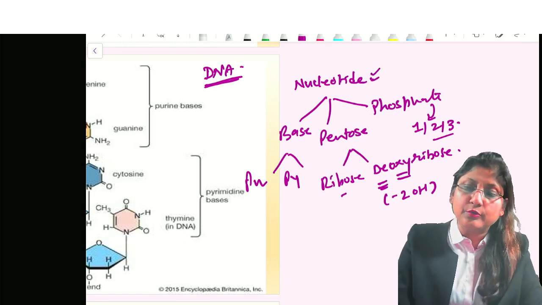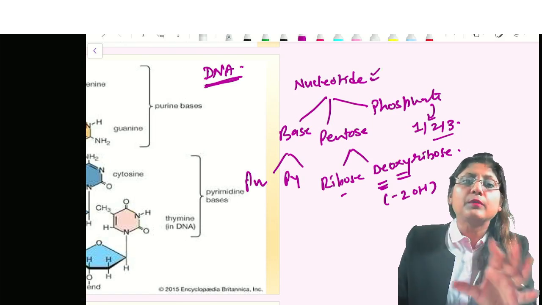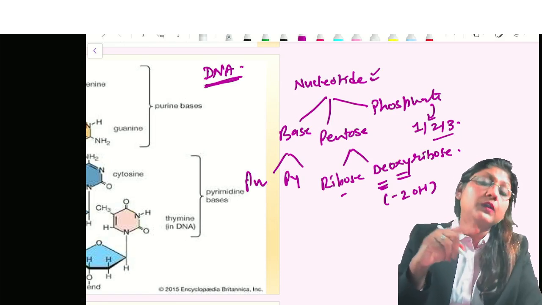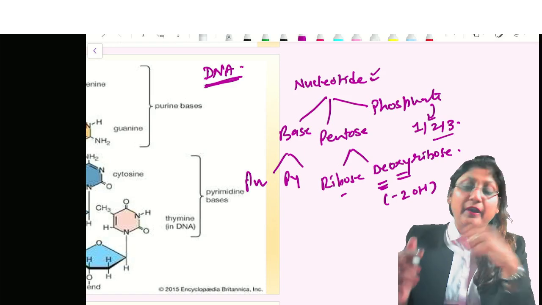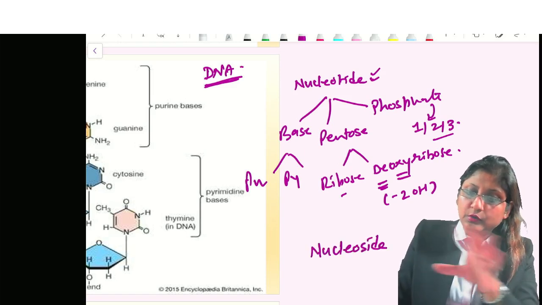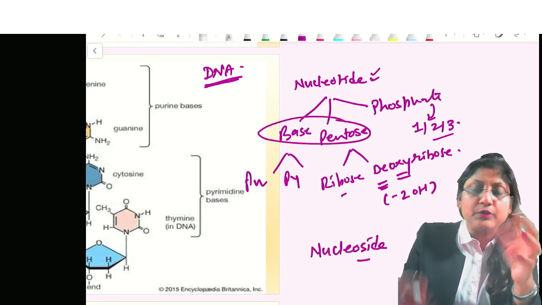So when you say nucleotide, you just do not know whether you're talking about 1 phosphate or 2 phosphate or 3 phosphate. If you want to specify the number of phosphates in a nucleotide, you have to spell it as nucleoside. Nucleoside is nothing but the base and pentose together.